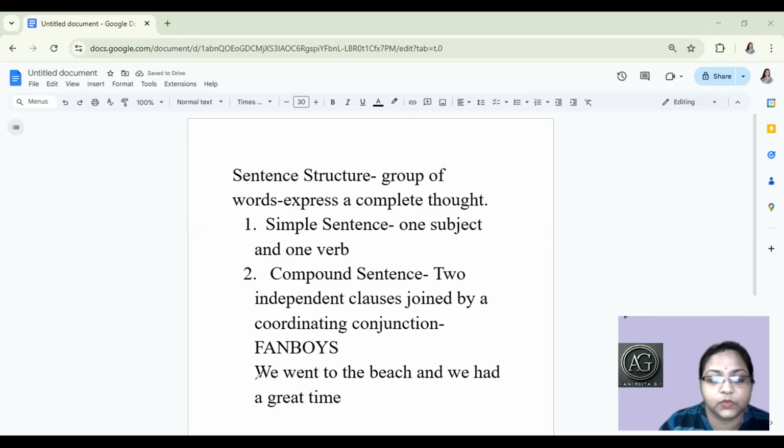So this is one simple sentence, and this is the conjunction that is joining these two simple sentences. Okay, like that.